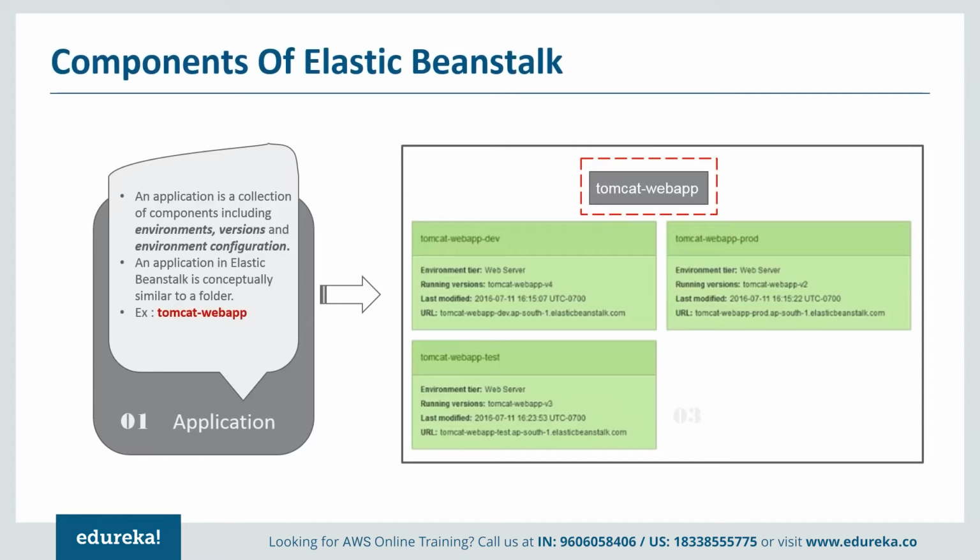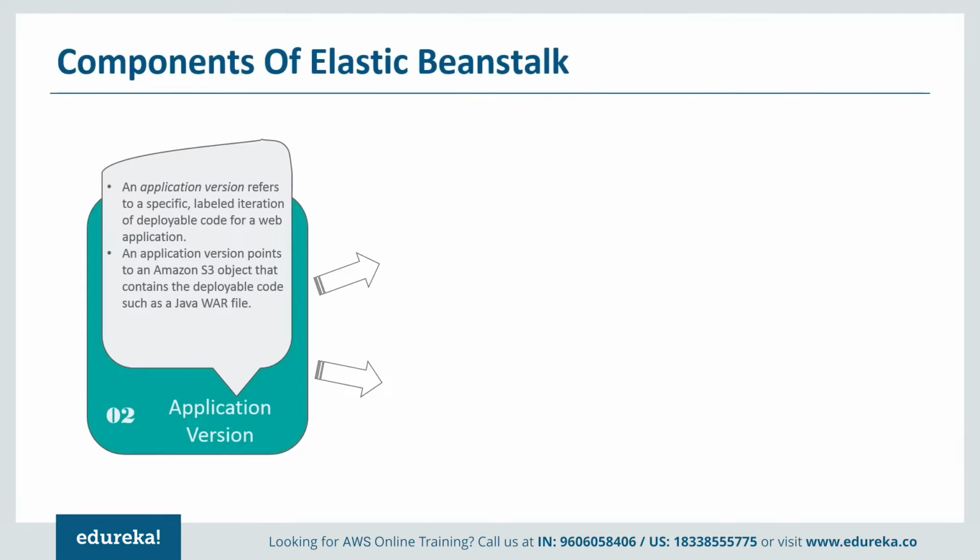If I have to define an application in technical terms, then it is a collection of different components like environments, application versions, and environment configuration. Let's try to understand each of these components one by one. We have something called application version.